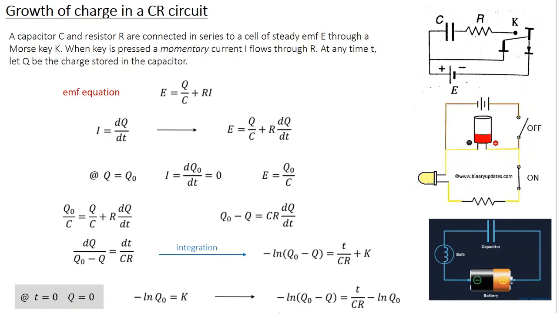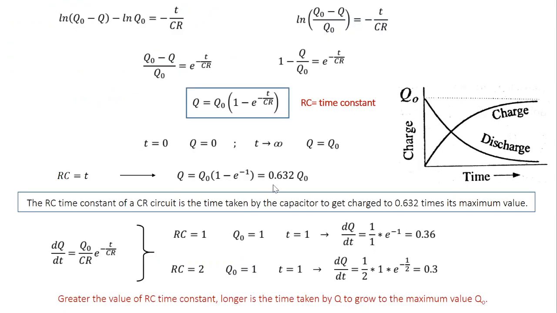Substitute for k in this equation, it becomes −ln(q0 − q) = t/CR − ln q0. So bring this logarithmic term to the right hand side. So you get ln(q0 − q) − ln q0 = −t/CR, or ln((q0 − q)/q0) = −t/CR. Take exponential on either side. On the left hand side, exponential and logarithm cancel each other. You have (q0 − q)/q0. On the right hand side, you have e to the power −t/CR.